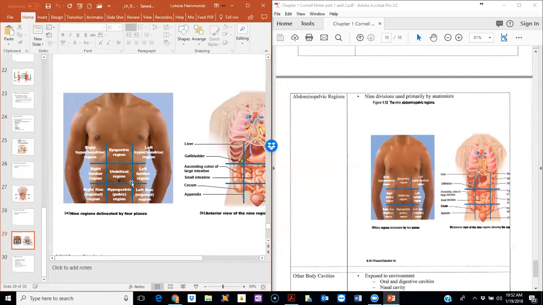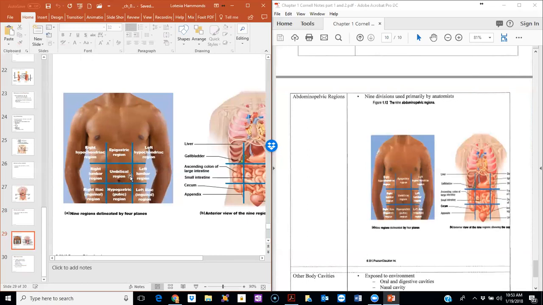So similar to your quadrants, you have your right and your left. And then the 3 regions that are located in the middle are named based on the area that they're located in. So on the right of the specimen, remember all of these are in reference to the anatomical position, you have your right hypochondriac region, your right lumbar region, and your right iliac, also referred to as inguinal region.